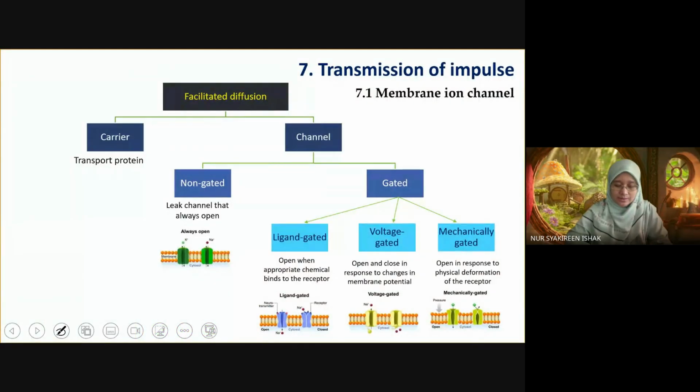So next, basically, the function of a neuron, we know that it is to transmit electrical impulses. The function, I repeat, the function of a neuron is to generate the electrical impulse and transmit the electrical impulse. What is an impulse actually? It is an electrical signal.